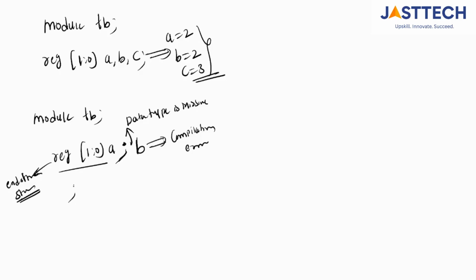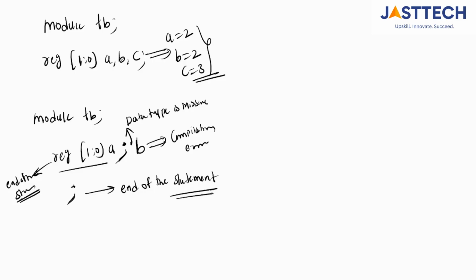Same as in C language, where each and every statement has a semicolon, in Verilog also we use the semicolon. So the semicolon is nothing but the end of the statement.